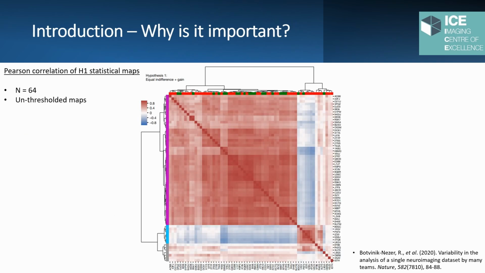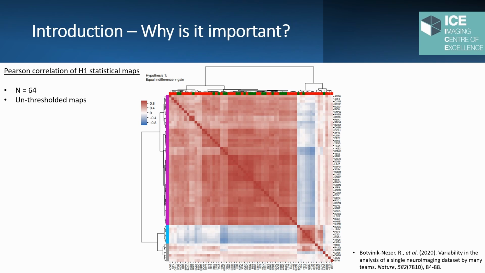This next figure shows the disagreement in more detail for hypothesis 1. This is a Pearson correlation of the statistical maps for 64 of the labs. You can see that 3 different groups start to emerge. The biggest group are all in alignment with one another. A small second group emerges that is anti-correlated with the first but internally congruent with one another, and then a last group emerges that's a bit of a mix between the two but is neither fully congruent with group 1 or group 2.